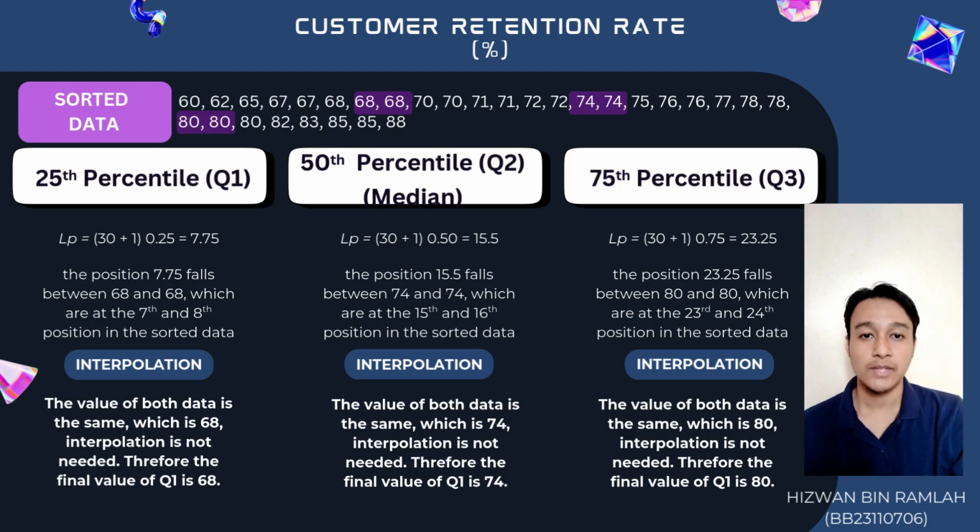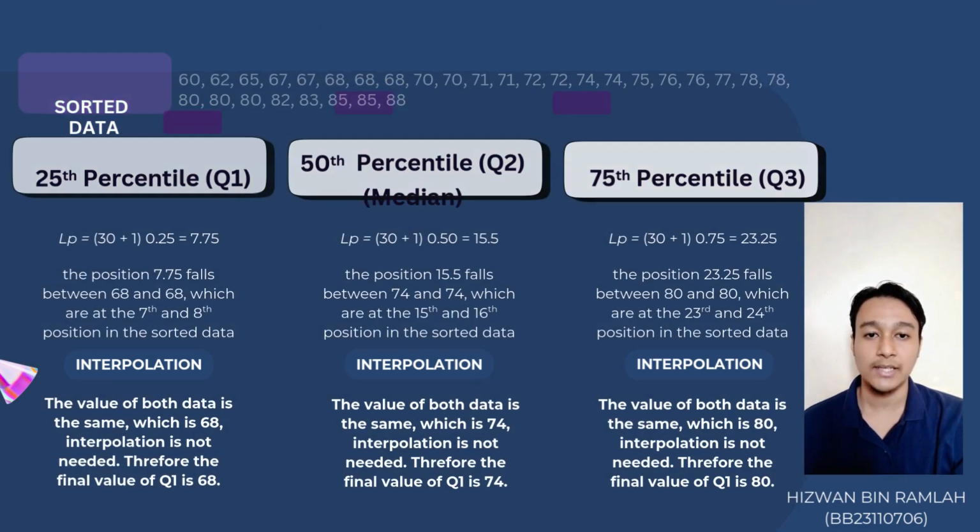For the 75th percentile, the calculation is 30 plus 1 multiplied by 0.75, so it equals 33.25. The position 33.25 falls between 80 and 80, which are at the 23rd and 24th positions. Since these also have the same value, interpolation is not needed and the final value is 80.